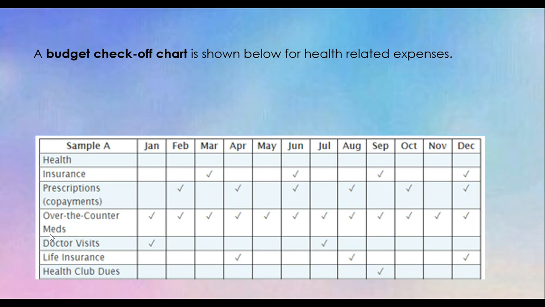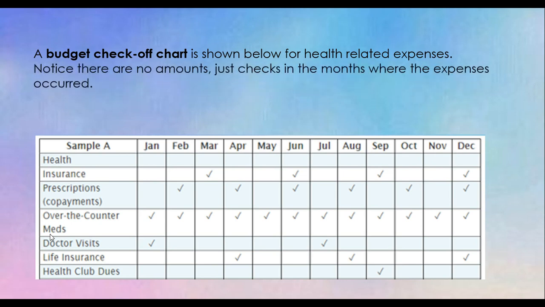So in this particular example, it looks like they pay for this upfront once a year. Maybe they go to Costco and get the hookup on 24-hour fitness or something like that. I don't know. I pay mine month to month. So notice there are no amounts. There are just checks in the months where the expenses are occurring. Every month I notice there's a check for my over-the-counter medicine, my allergy medicine. So I can expect to have that same fee every single month as I'm budgeting my money.